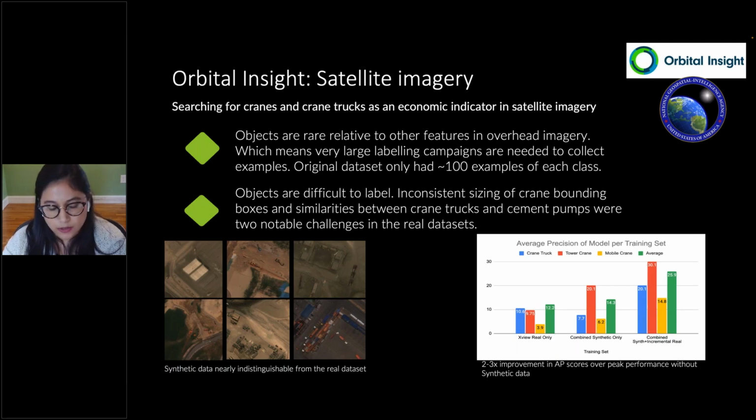And one large issue with real data here was that the objects were difficult to label because the images were pretty big and the objects were very small. There was inconsistent sizing of crane bounding boxes, and also similarities between crane trucks and cement pumps was another notable challenge. So synthetic data was able to fill this gap, and because synthetic data is simulated, it's able to give you the pixel perfect accuracy in your dataset annotations. And so you know exactly where everything is because you've built that simulator.